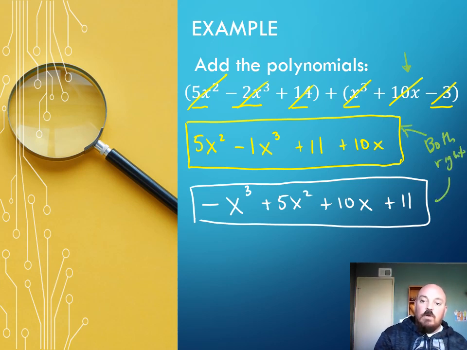So these are both right. It doesn't matter what order the terms are in, as long as you have all the correct terms. The bottom one is called standard form, when you go from highest power of x down to lowest power of x, but it doesn't have to be like that. The yellow one was perfectly fine too. They are both correct answers. But that's what adding polynomials is. It's just looking through the polynomials, finding the like terms, and combining them.